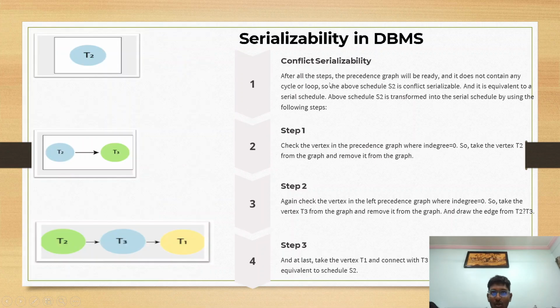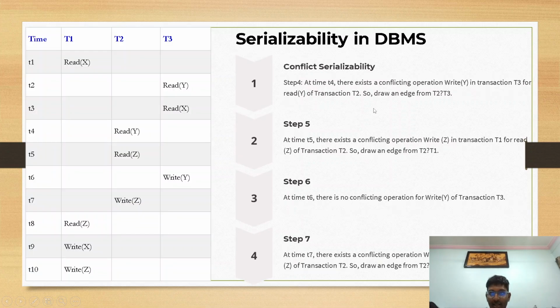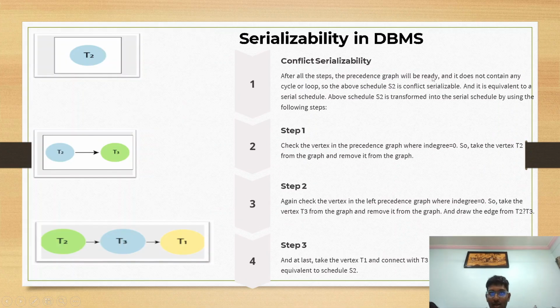Now, after all the steps, the precedence graph will be ready and it does not contain any cycle or loop. Obviously, it does not have any cycle or loop, right? So the above schedule S2 is conflict serializable and it is equivalent to a serial schedule. The above schedule S2 is transformed into the serial schedule by using the following steps.